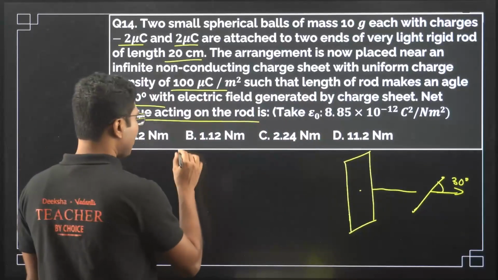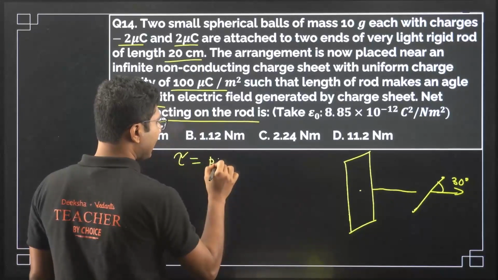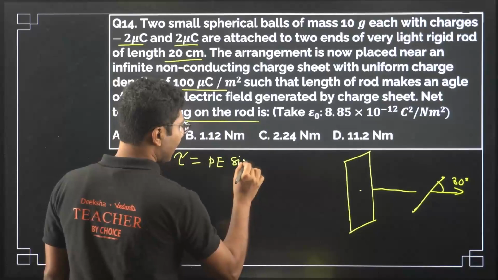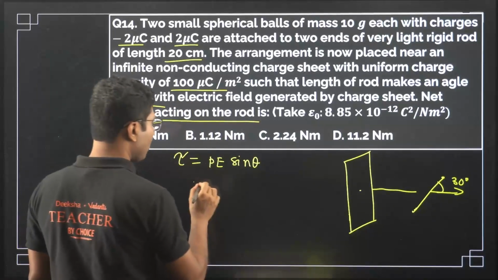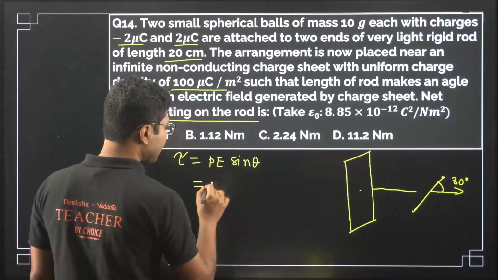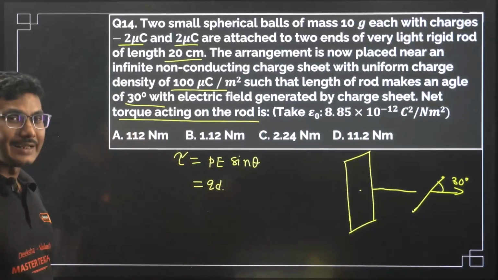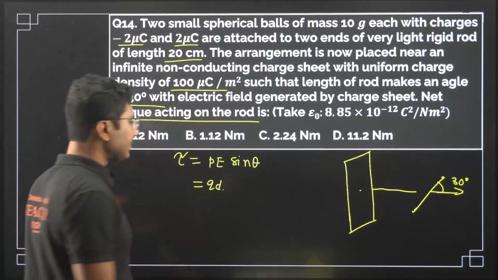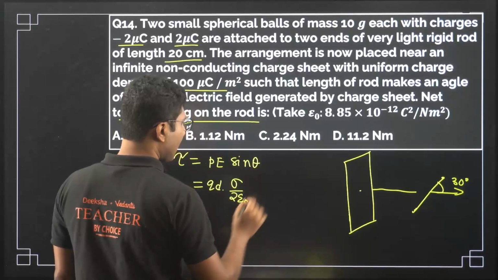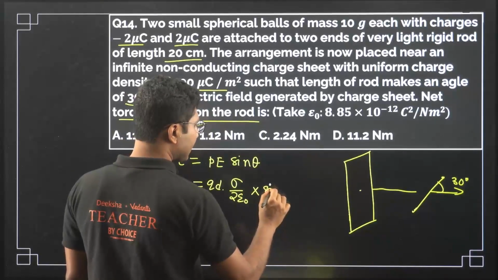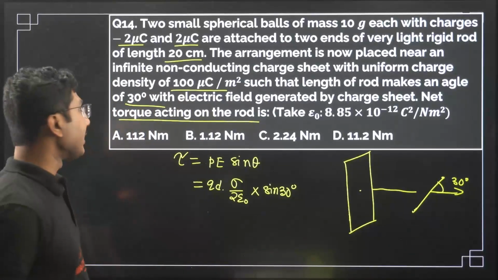So what is the formula for net torque? Formula for net torque is PE sin theta. So what is the formula for P? P is dipole moment, which is charge into distance, right? And what is the electric field due to an infinite sheet of charge? It is sigma by 2 epsilon naught, and sin theta obviously in this case is sin 30. So we will put these values one by one and we will try to simplify it.